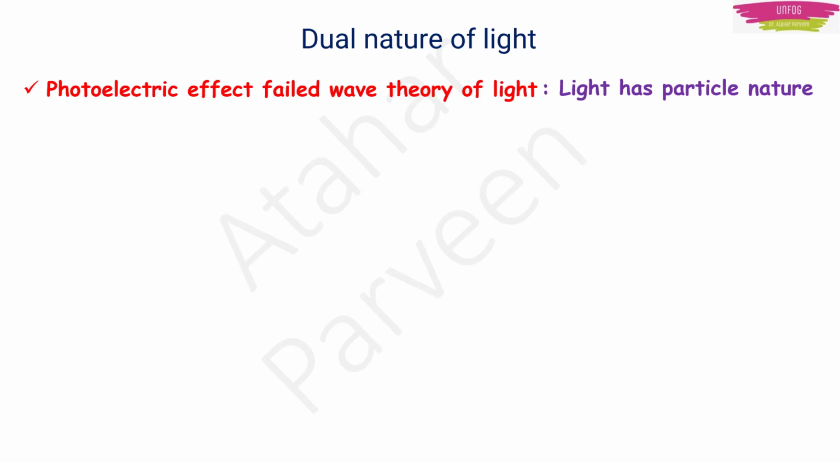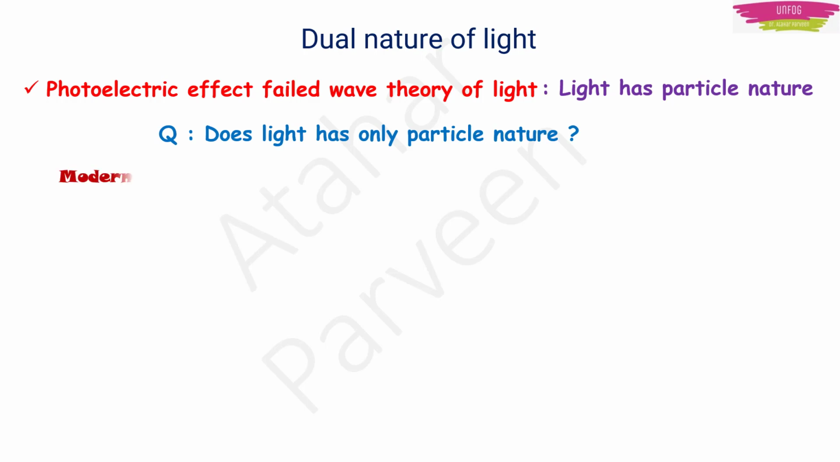He told that light has a particle nature. Now people got confused. Does light have only particle nature, or is light a wave? We don't know, right? Because a few people told it is a wave, a few people told it is a particle. But what is light? Particle or wave?